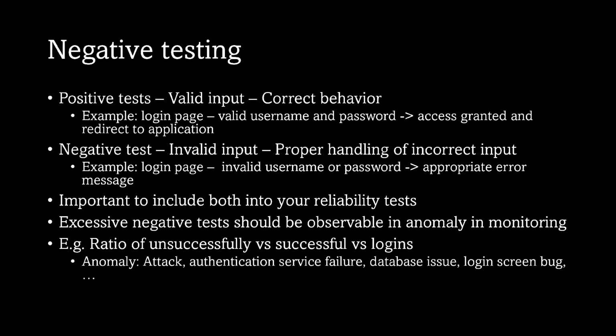It's important to include both positive and negative testing in your reliability tests. While positive tests confirm correct behavior, negative tests ensure the system can handle edge cases and avoid failures under abnormal conditions. Excessive negative tests, such as repeated invalid login attempts, should also be observable in monitoring systems. For example, tracking the ratio of unsuccessful to successful logins can highlight anomalies stemming from attacks, authentication service failures, database issues, or login screen bugs. By covering both types of testing, we can better ensure the system is reliable and secure under various circumstances.